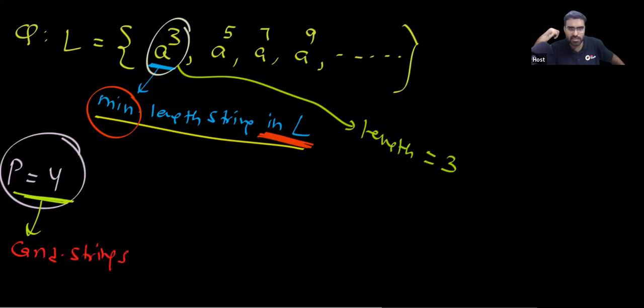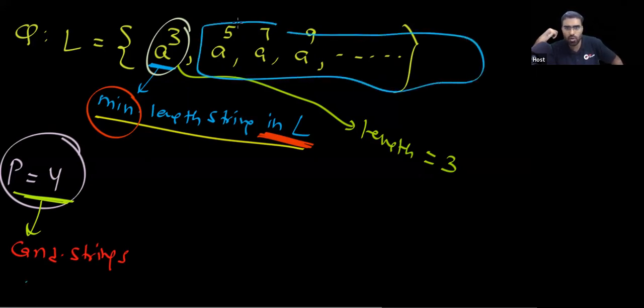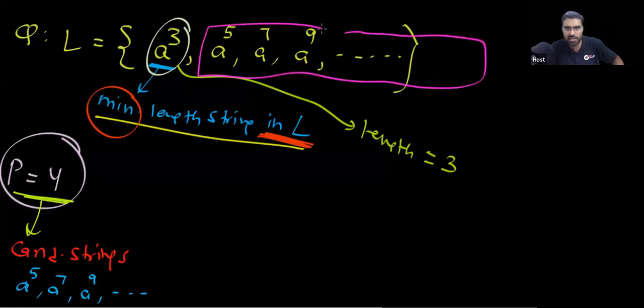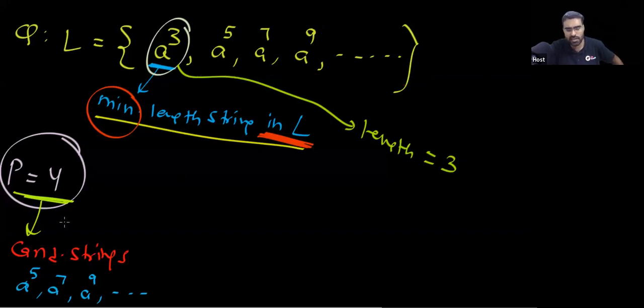These are the candidate strings whose length is greater than or equal to 4. So I can say a power 5, a power 7, a power 9. These are the candidate strings. Yes or no? These strings which are in the language and whose length is greater than or equal to 4 are the candidate strings. Now you tell me, will they pump?